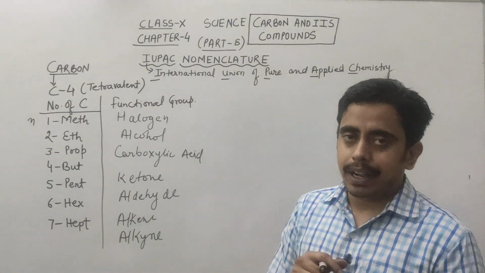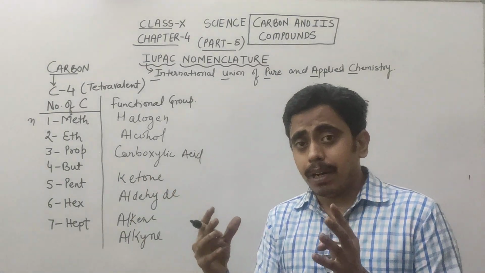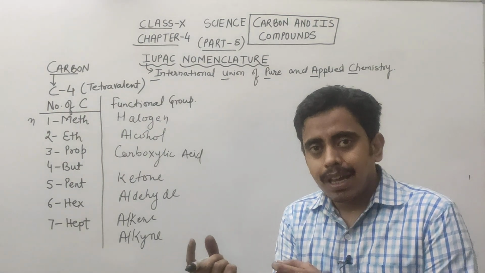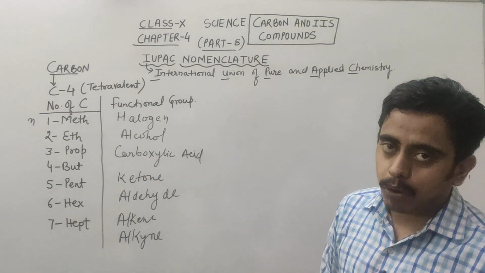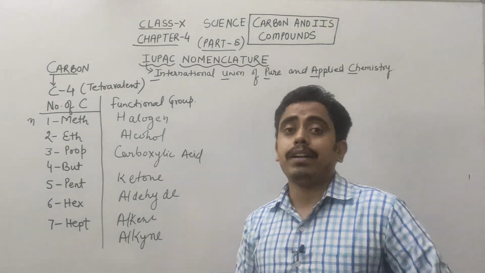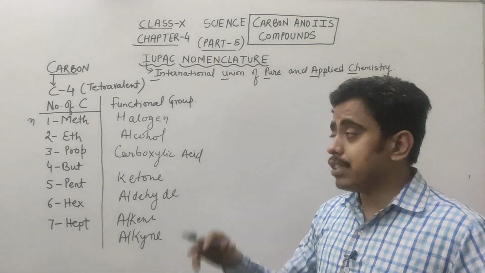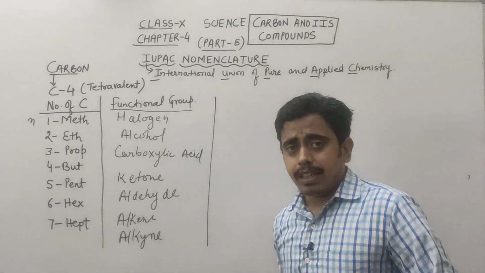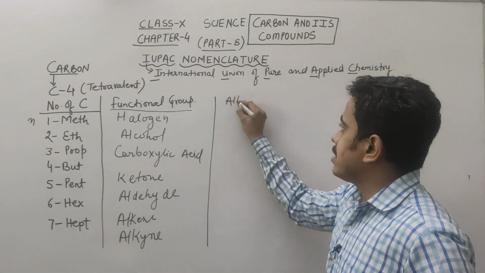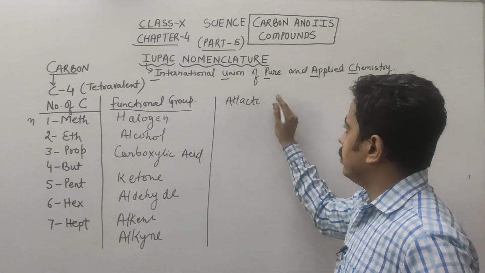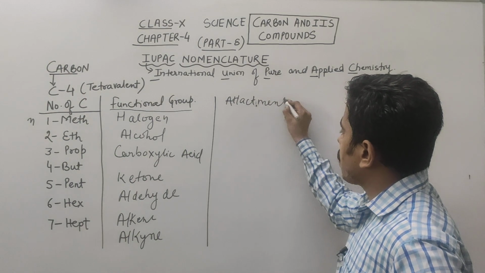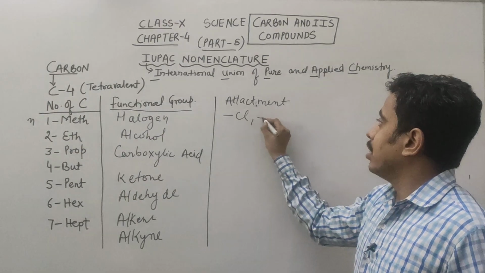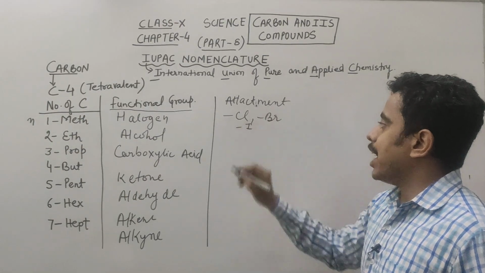Atoms or groups of atoms, when joined in the hydrocarbon by replacing one or more hydrogen atoms, completely change the properties of the hydrocarbon. These atoms or groups of atoms are considered as functional groups. Let's see some functional groups. When the halogen is there, then what are the attachments? In halogen, the attachment can be chlorine, bromine, or iodine.